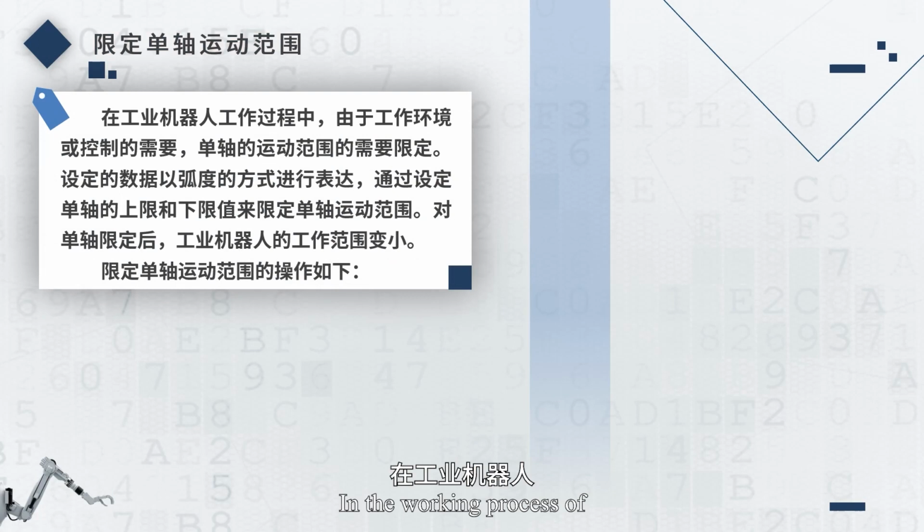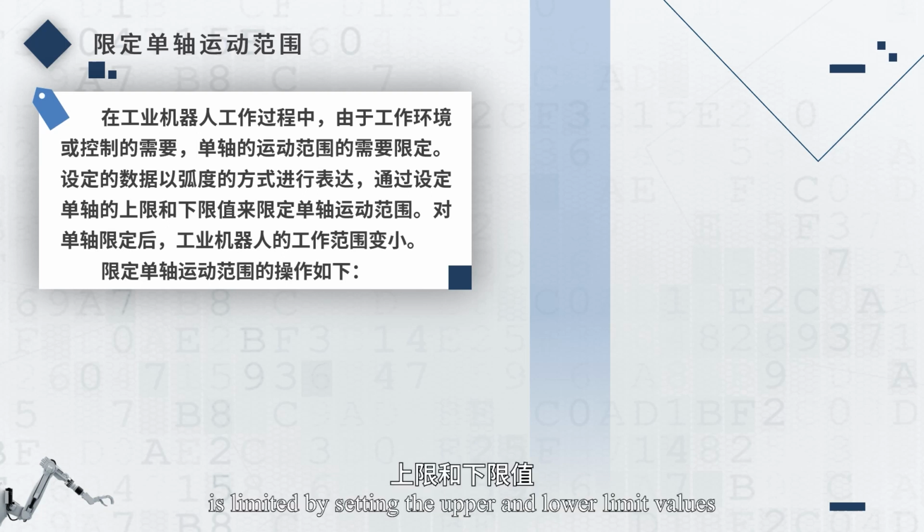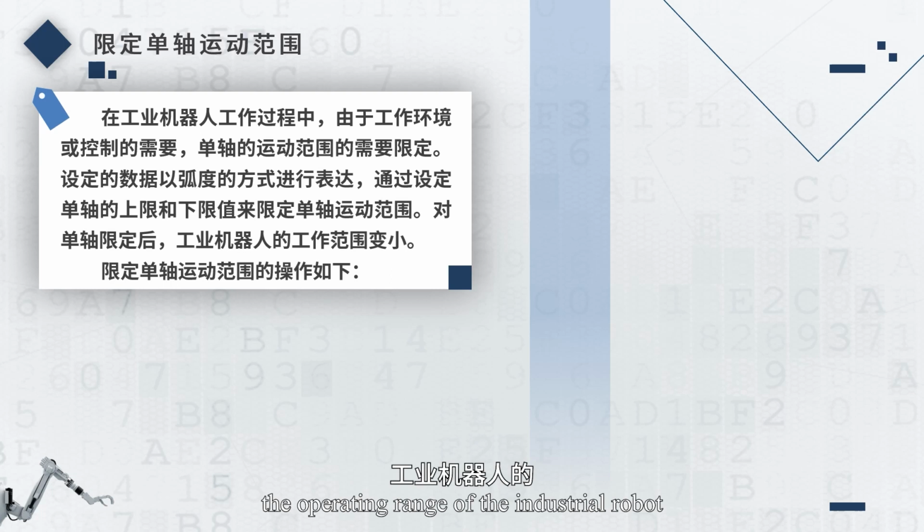Limiting the single-axis range of motion. In the working process of industrial robots, the range of motion of a single axis needs to be set due to the working environment or the need for control. The data to be set is radian data, and the range of motion is limited by setting the upper and lower limit values for a single axis. When the single axis is limited, the operating range of the industrial robot becomes smaller. To limit the range of motion of a single axis, operate as follows.